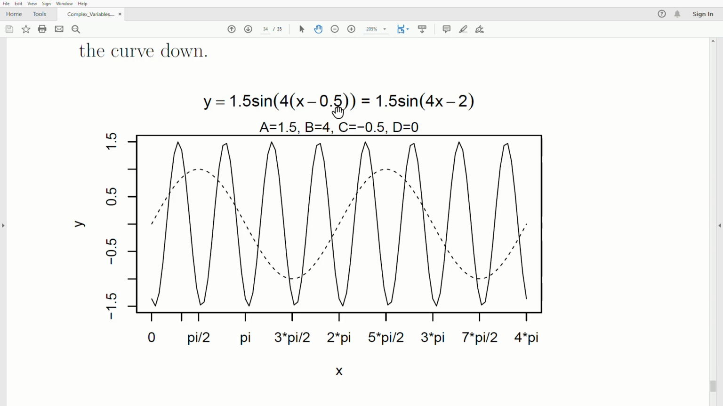Now the phase shift is 0.5 to the right. Now the dotted line is the original sine function, and notice that it has a period of 2 pi, right?